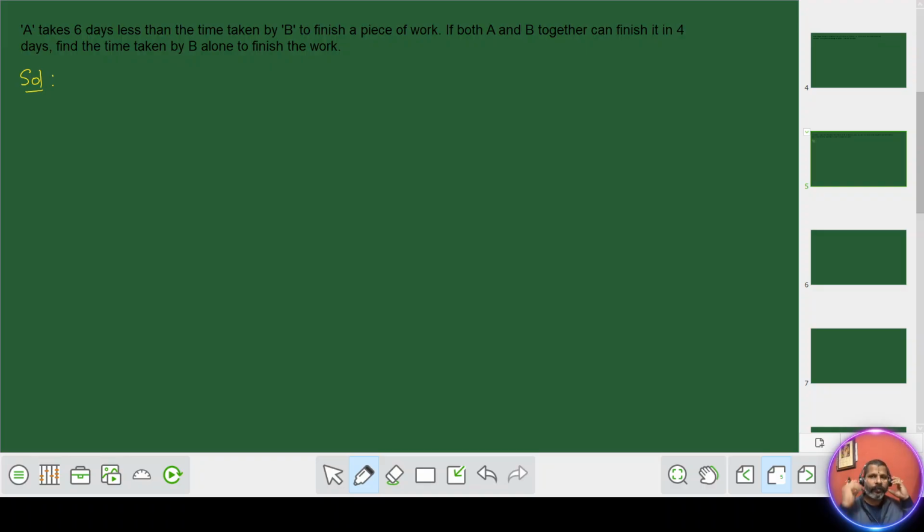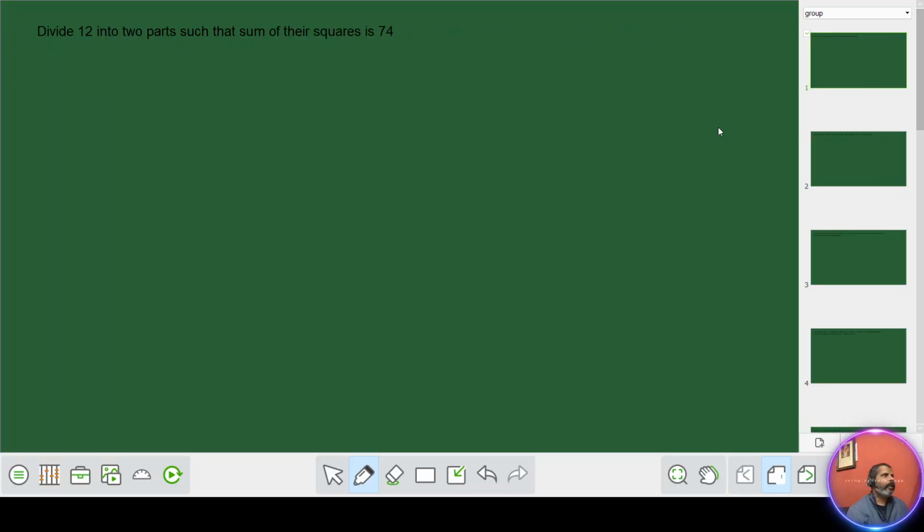Hello students, in this class we will see higher order word problems of a quadratic equation, how to solve the word problems. Let's start. We'll see the first question. Divide 12 into two parts such that the sum of the squares is 74.